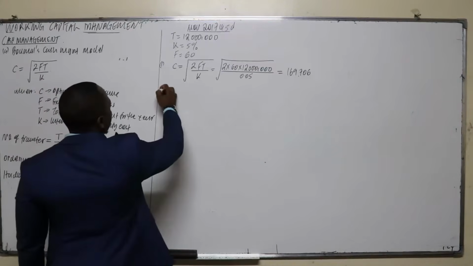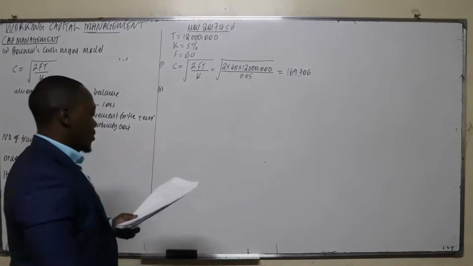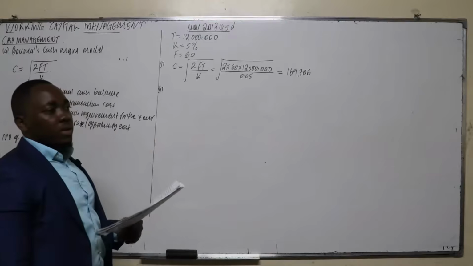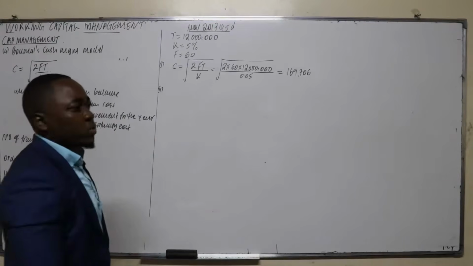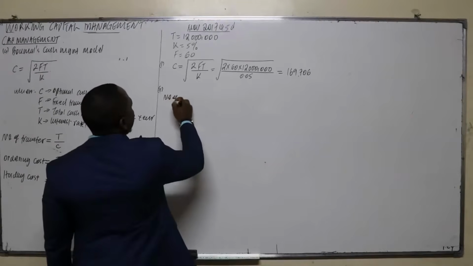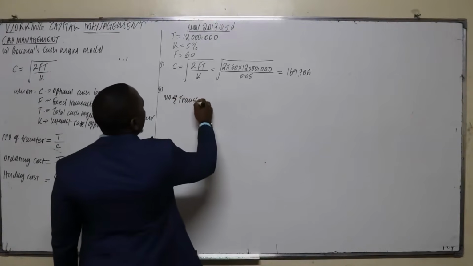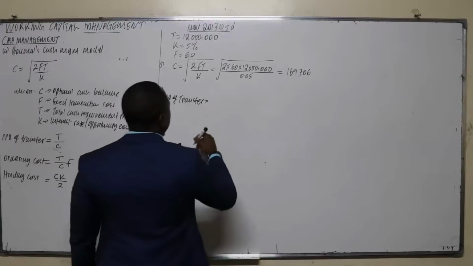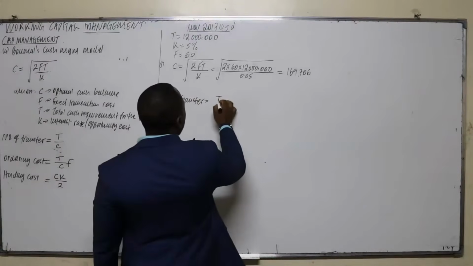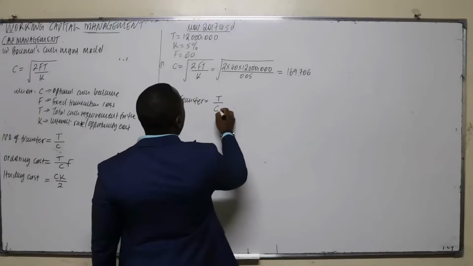Then number two, the frequency at which the security should be sold. How frequently should we sell? To get the frequency, first of all, you need to get the number of transfers, or the number of banking times. To get the number of transfers, you take the total cash required over the optimal cash balance.